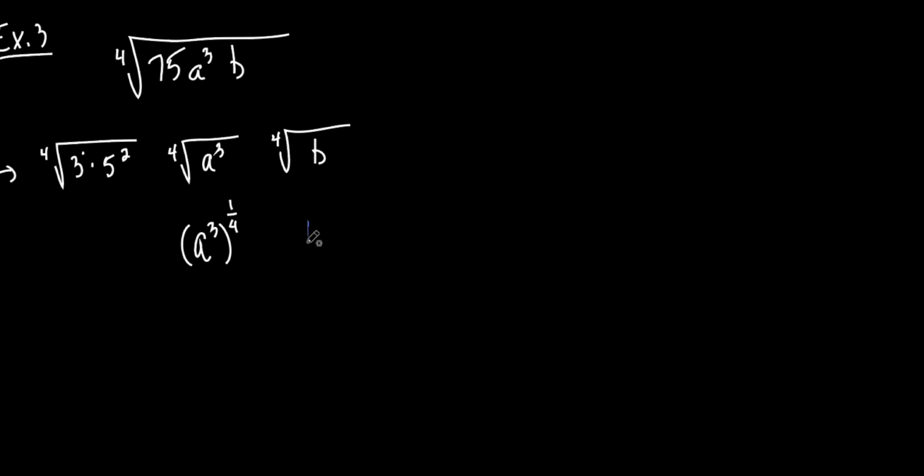What about this? This is b to the what? 1/4. That's all I can do with that. What about this? I got a 3 to the first, right? So what's that going to be? 3 to the 1/4. And this is going to be 5 squared to the what? 1/4. That's all we did. We took everything in here, took it to the 1/4 power. The only thing I really did was just break down that 75 into this. Okay? Everybody with me?